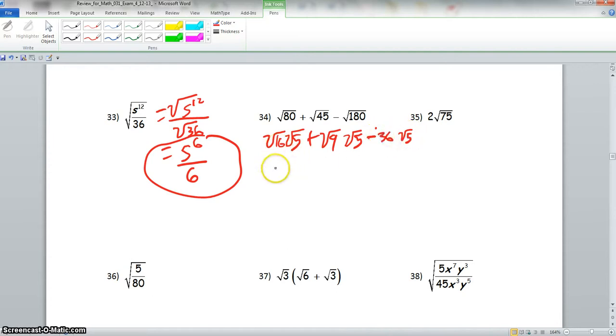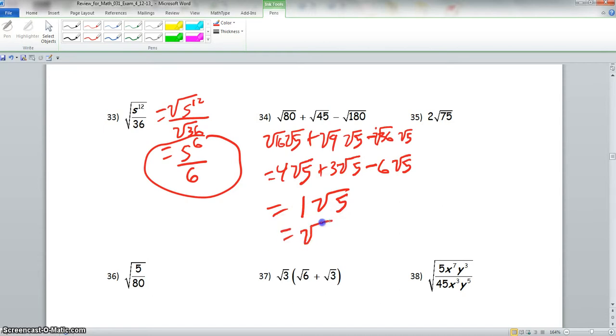So now the square root of 16 is 4, square root of 5. The square root of 9 is 3, square root of 5, minus, it's supposed to be the square root of 36. The square root of 36 is 6, square root of 5. Now we combine like terms. 4 plus 3 is 7, minus 6 is 1, square root of 5. But we don't have to write the 1 in front of the radical, so it'll just be the square root of 5.